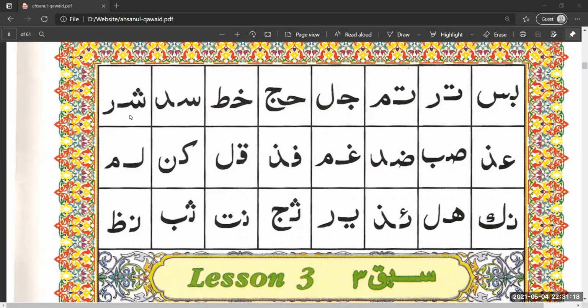Last one on this line. This is a sheen. It makes the sha sound. And a ra, sha, ra, shar.